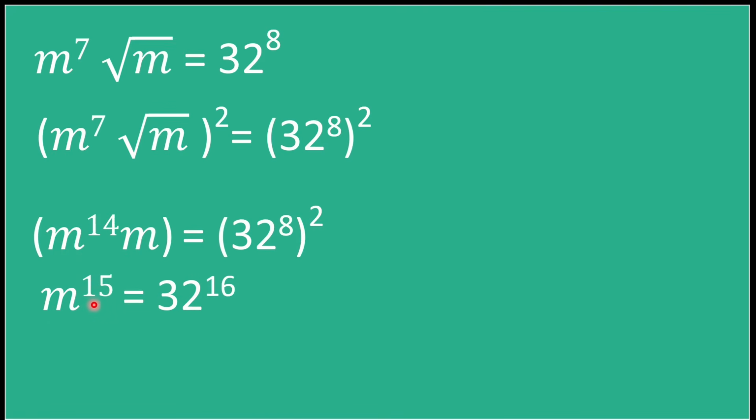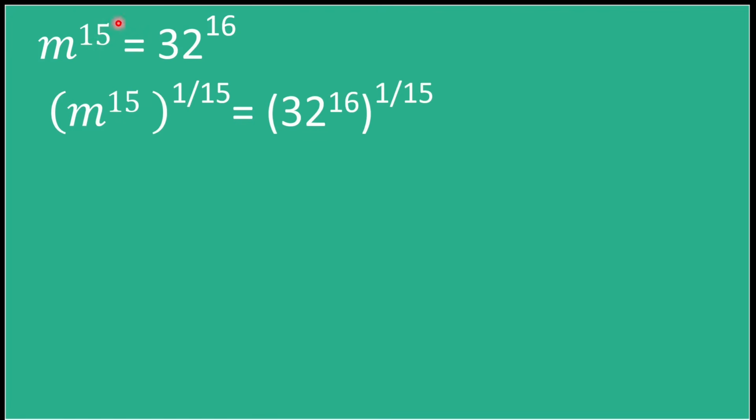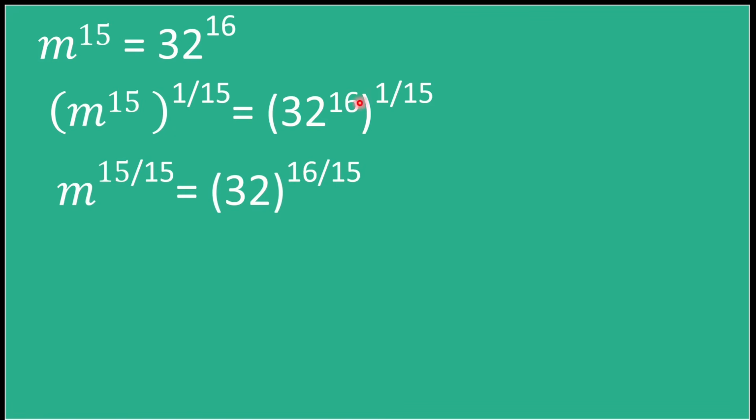Now we have to find out the value of m. So for this we have to eliminate this 15. So how can we eliminate this 15? For this we will take power 1 divided by 15 on both sides to eliminate this 15. So we have taken 1 divided by 15 power on both sides. So this will become 15 divided by 15, and here this 1 divided by 15, because we have taken 1 divided by 15 power on both sides. So now this 15 will cancel this 15, and this will become m.